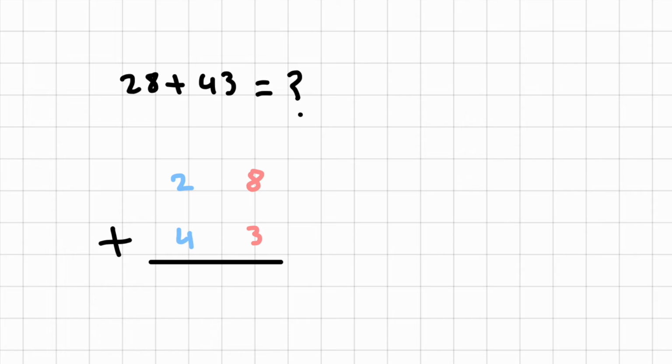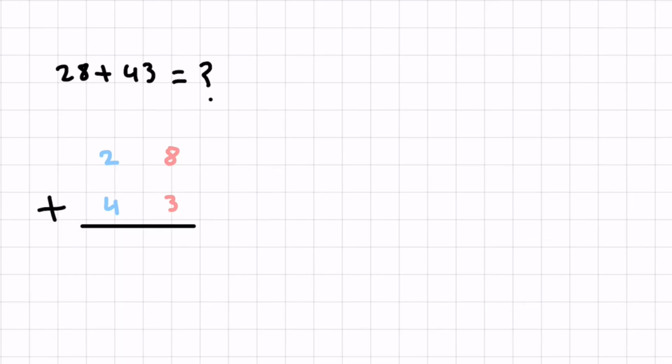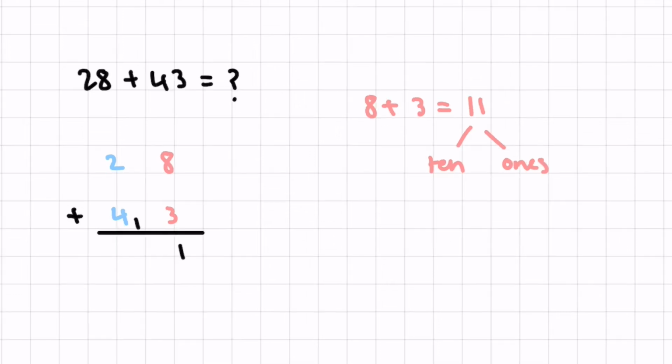Now the seventh question, 28 plus 43. We can start with the ones column and do 8 plus 3, which is 11. Remember, 11 is made up of 1 ten and 1 one. Let's put a 1 in the ones column and also 1 in the tens column to remind us to add 1 extra. Now for the tens, 2 plus 4 is equal to 6, but let's add an extra 1, which leaves us at 7. So 28 plus 43 is equal to 71.